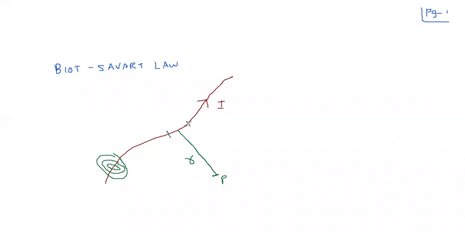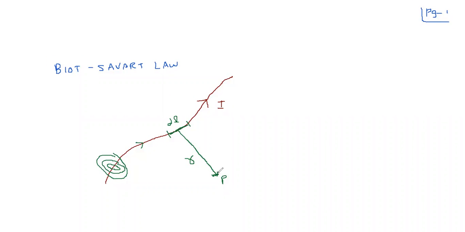And choose the length dl. Because of the current carrying wire, what is the magnetic field at point P? This is a question. Is it clear?